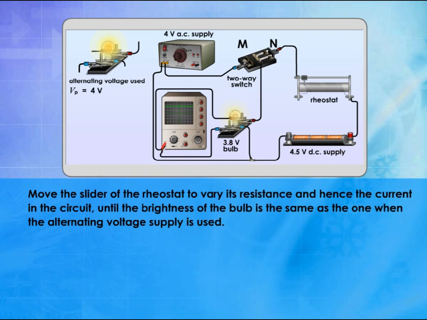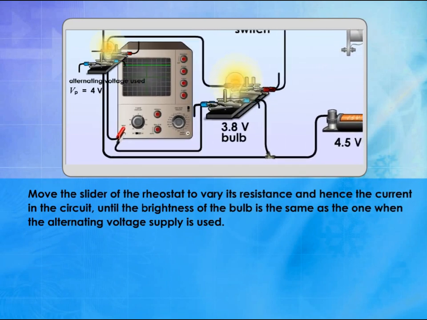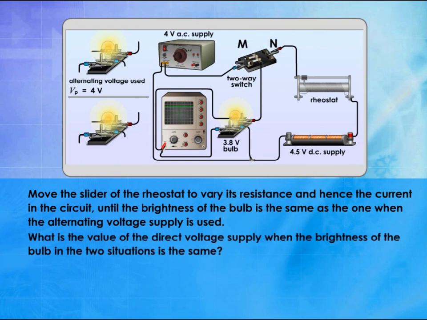Move the slider of the rheostat to vary its resistance, and hence the current in the circuit, until the brightness of the bulb is the same as the one when the alternating voltage supply is used. What is the value of the direct voltage supply when the brightness of the bulb in the two situations is the same?